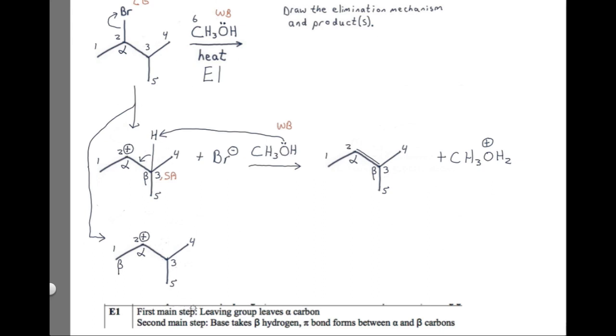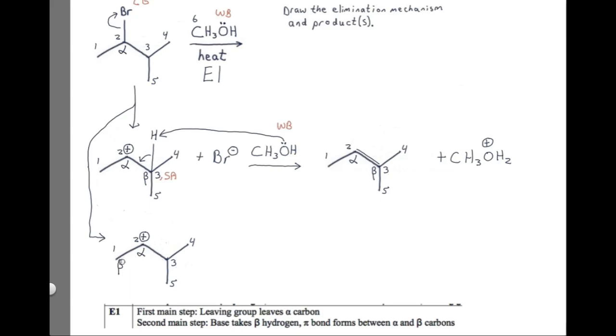The first step of E1, where the leaving group leaves the alpha carbon, is exactly the same in both versions. So I just reuse this step. Now we're ready for step 2. Now I'm going to use a different beta carbon. Now instead of using beta carbon 3, I've now labeled that I'm going to use beta carbon 1.